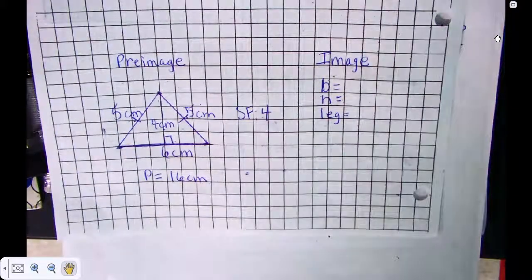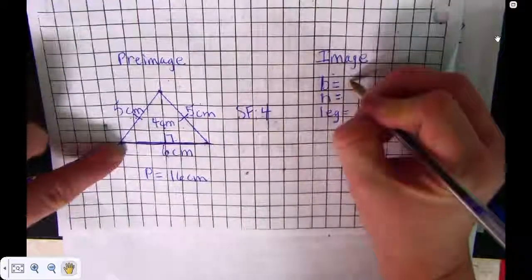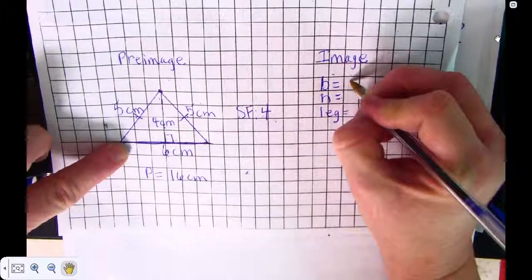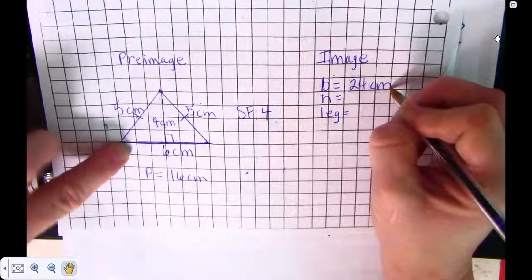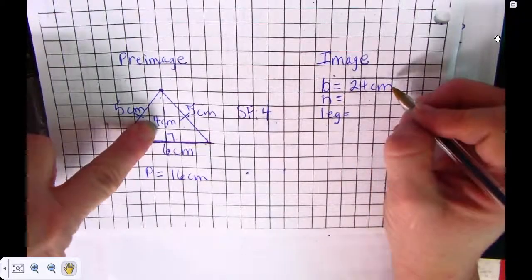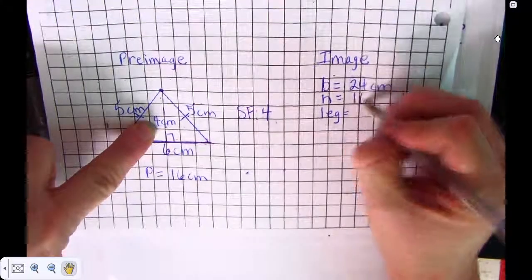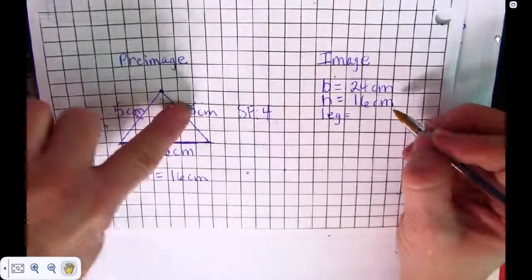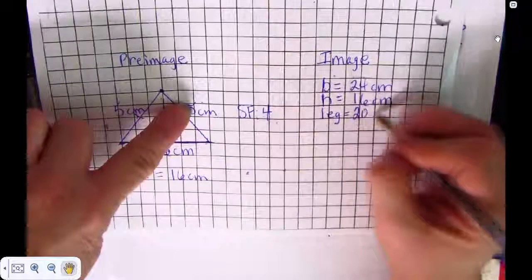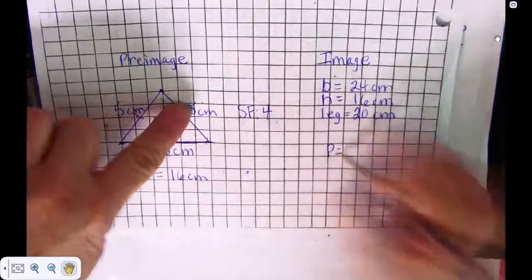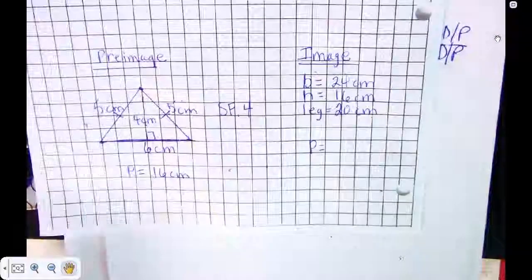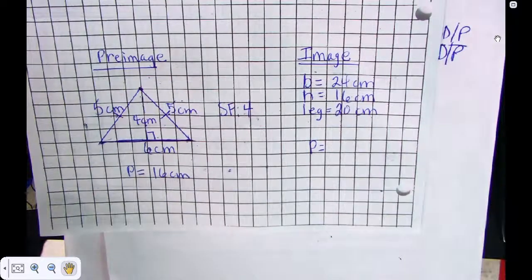If the scale factor is 4, what's my new base going to be? My new base is going to be 24 centimeters. Good job. If my old height pre-image is 4, 16 is going to be my new height. The height of my image. The leg is 5. Now it's going to be 20. Now go get the perimeter of my image. Don't say it out loud. When I say go, we're going to say what we got. Get the perimeter.